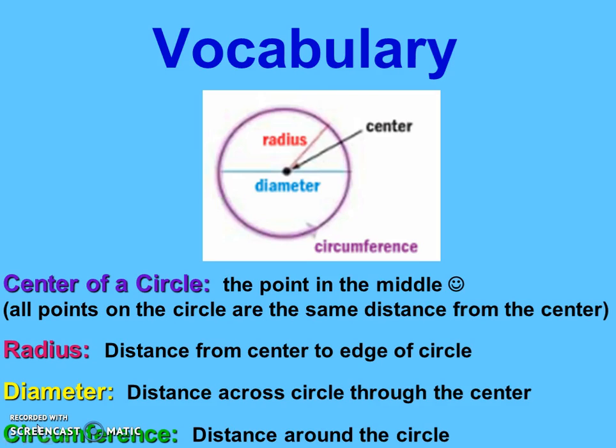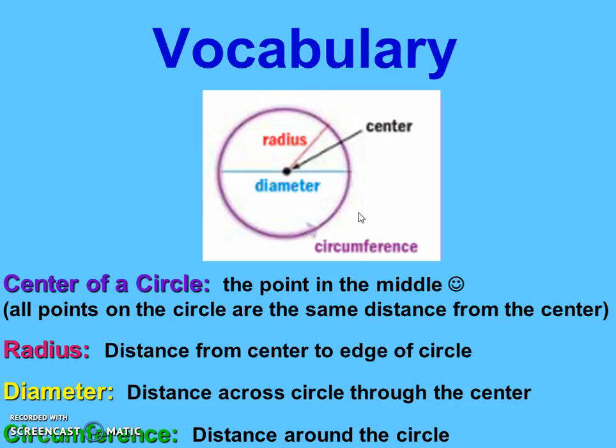Alright, so first thing is just a little bit of review from the vocabulary we looked at yesterday. Remember that the center of the circle is that point in the middle, and we define a circle as being all the points that are the same distance from the center. Our radius goes from the center of the circle to the edge. The diameter is that distance all the way across the circle going through the center. And the circumference was that distance going around the outside of the circle.